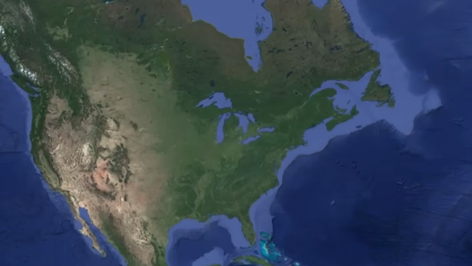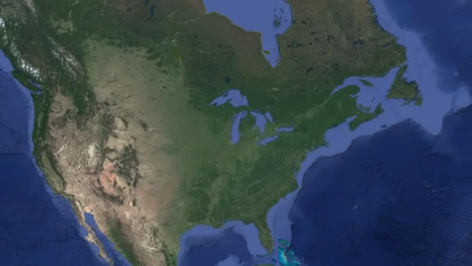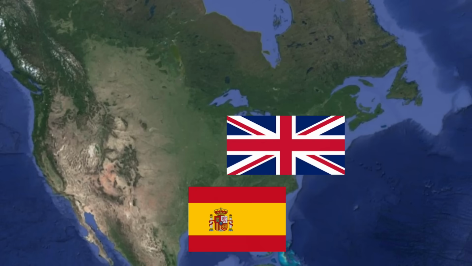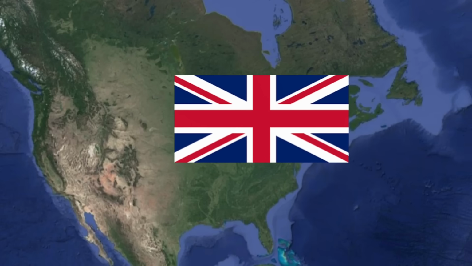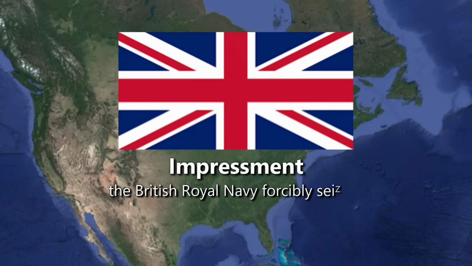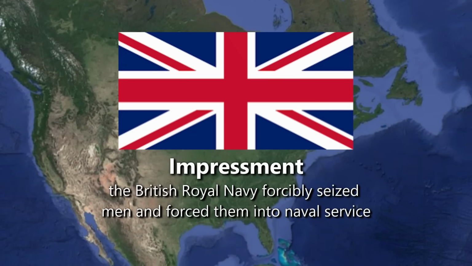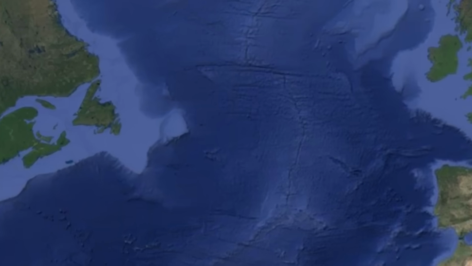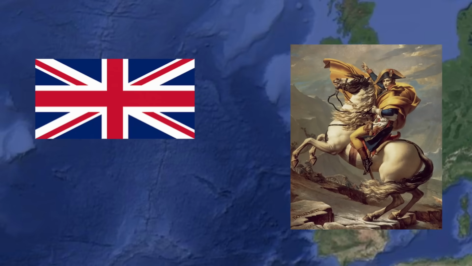After the American Revolution, the U.S. government had to navigate the continued presence of British and Spanish forces in North America. Britain specifically was participating in an act known as impressment, where the British Royal Navy forcibly seized men and forced them into naval service. So once the Napoleonic Wars broke out in Europe between Britain and France, the U.S.